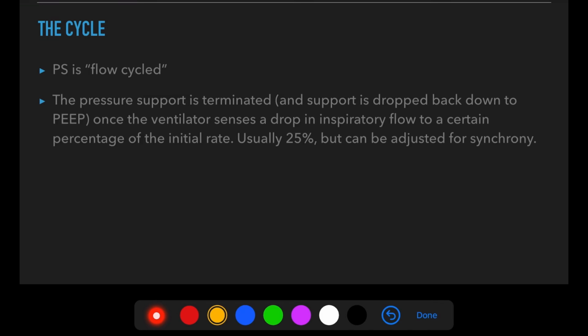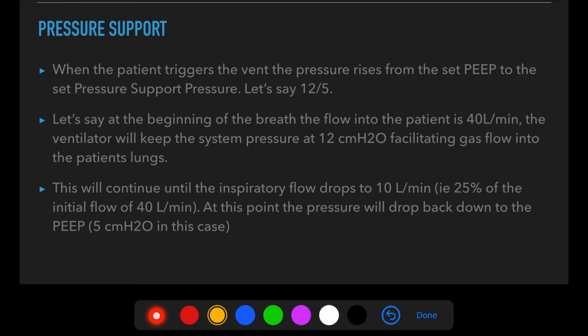The pressure support is terminated and support is dropped back down to PEEP once the ventilator senses a drop in inspiratory flow to a certain percentage of the initial rate. It's usually 25%, but it can be adjusted, and I will attempt to explain this with some drawings. Apparently on the slide after the next one, but a little more on this.